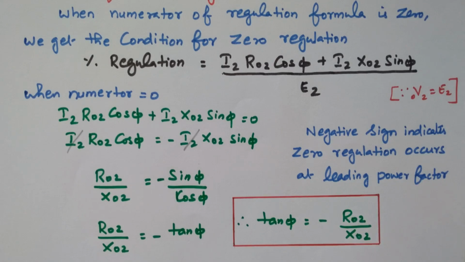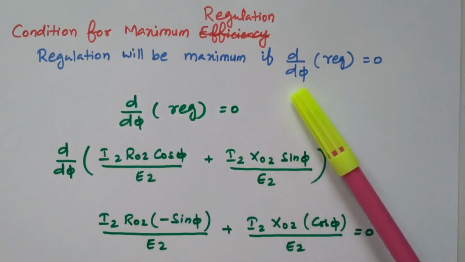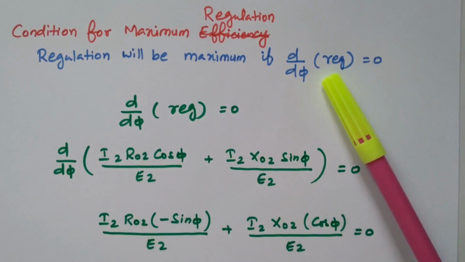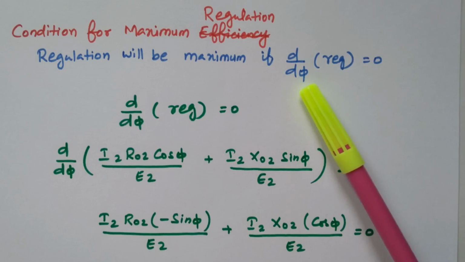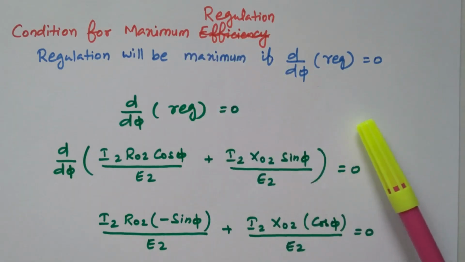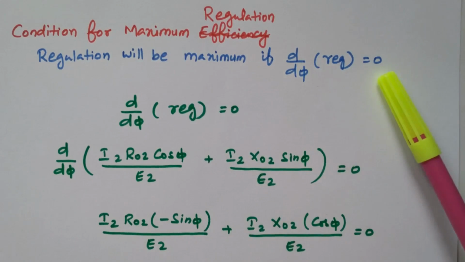Similarly, we can go for maximum regulation. What is the condition for maximum regulation? We differentiate the regulation equation with respect to φ and equate it to 0, and we will get the maximum regulation. That is a general rule, already studied in mathematics also. If any maximum condition is needed, we need to differentiate and equate to 0.